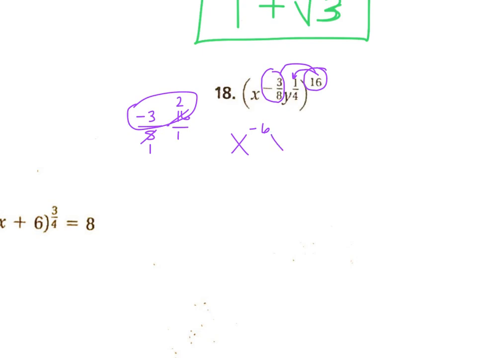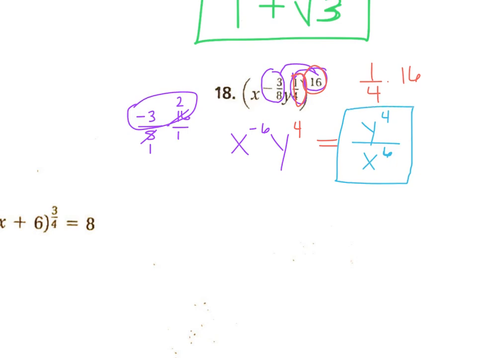And then you have y, and now we're doing 1/4 times 16, right? So 16 divided by 4 essentially is just 4. So we have this, but we need to simplify still, because you can't have negative exponents in a simplified answer. So our answer is going to be y to the 4th on top, because that's a positive. And when it's negative, we move it down or up, depending on where it starts. This one started as a numerator, so we're going to move it down, x to the 6th on bottom. Okay.